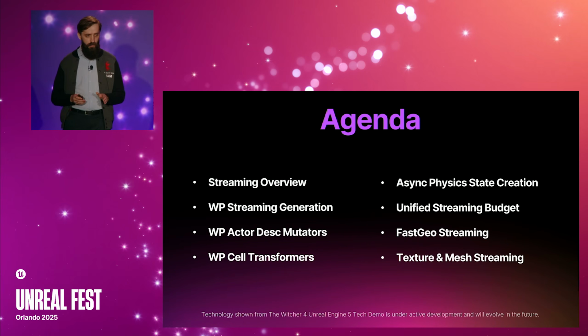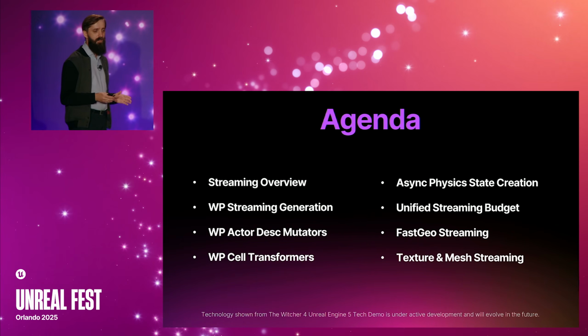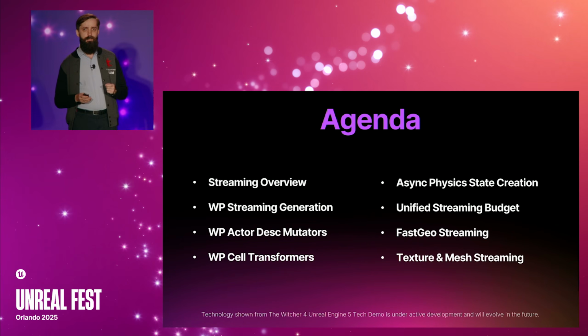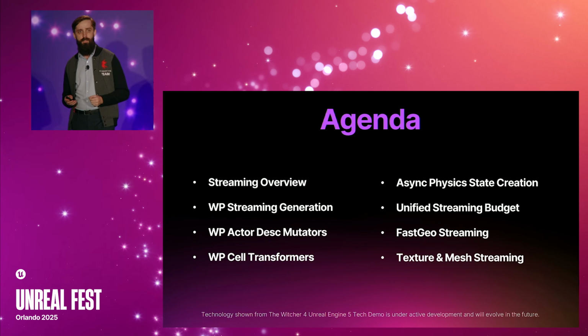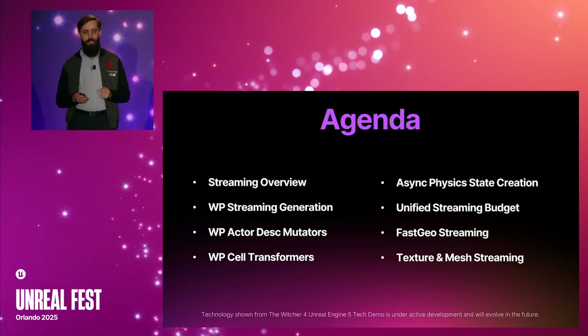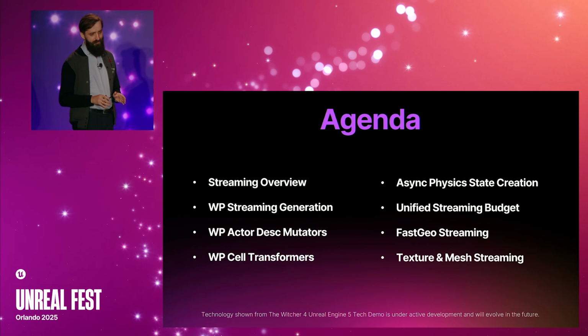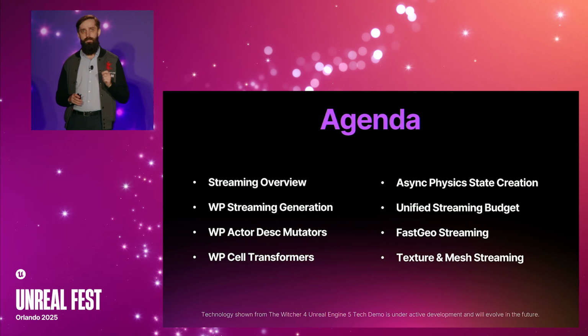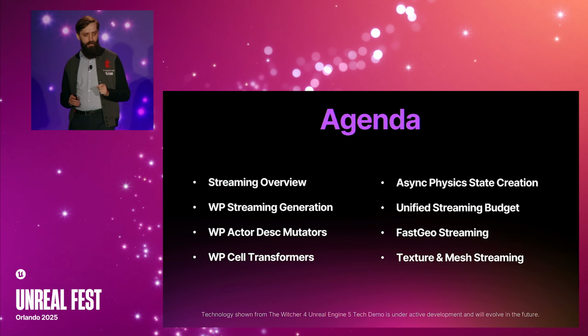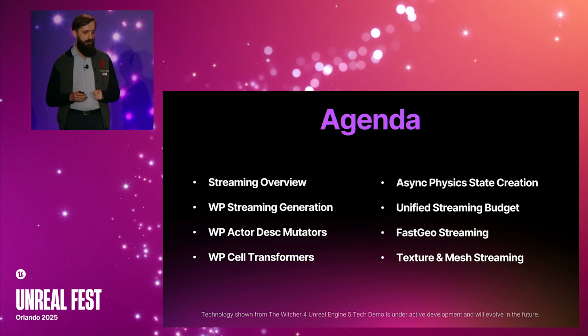We have quite a big agenda today. We have quite a lot to go through. We'll start with a short streaming overview, and then we will go through all the changes, starting with mutators, cell transformers, new hash sets, and new features that allowed us to get much better results, like async physics state creation, the unified streaming budget, to finish the whole presentation with Fast Geo and simplified mesh and texture streaming that are new development and experimental.